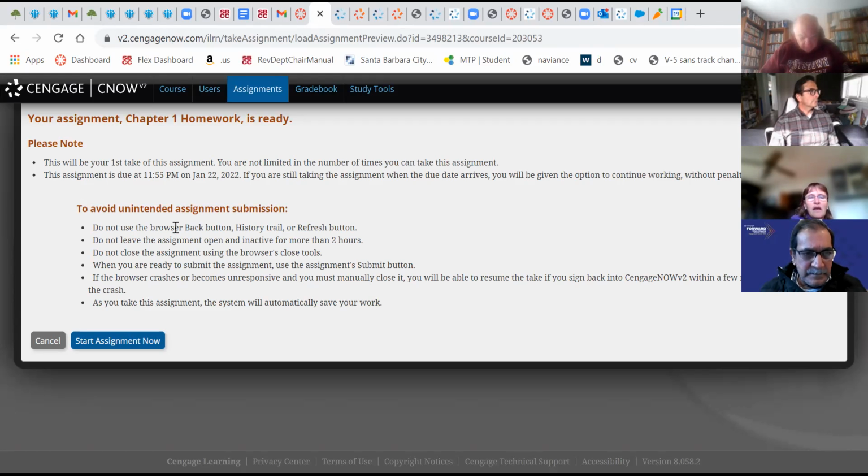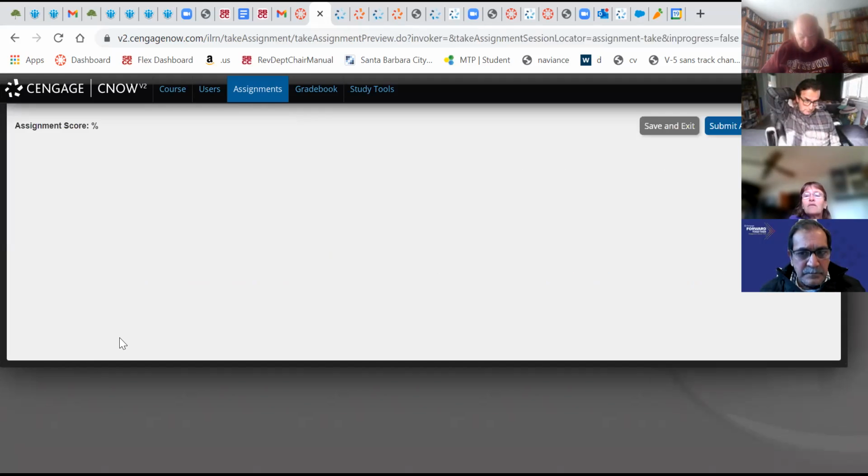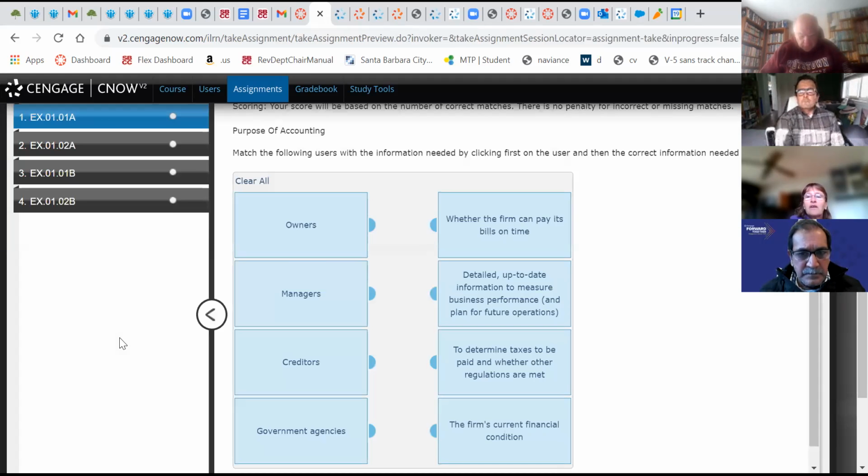So this is a little bit important to read. To avoid unintended assignment submissions, do not use the browser back button, history trail, or refresh. Do not leave the assignment open and inactive for more than 2 hours. Do not close the assignment using the browser's close tools. That means just clicking, because what could happen is that you accidentally submit it. You have several attempts anyway, but you would have to start over, which is probably annoying, right? Because if you need to take a break, there is something like a save and exit button.